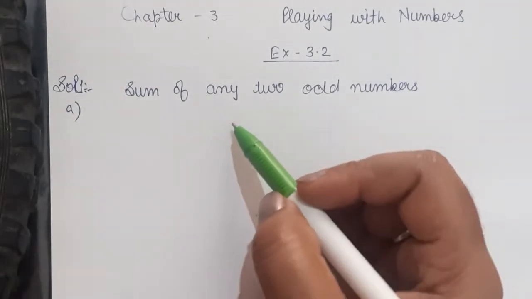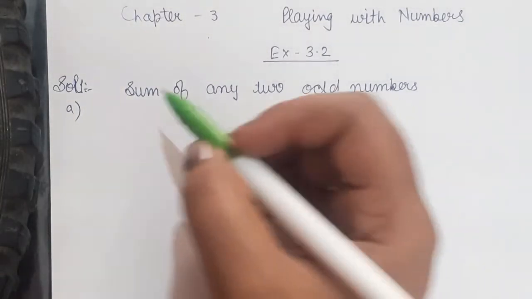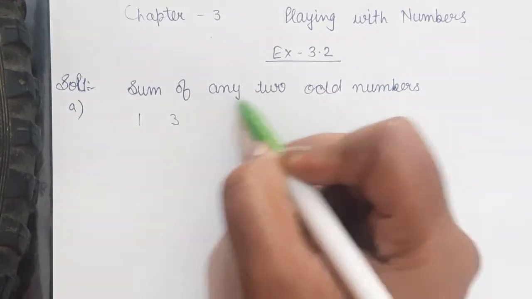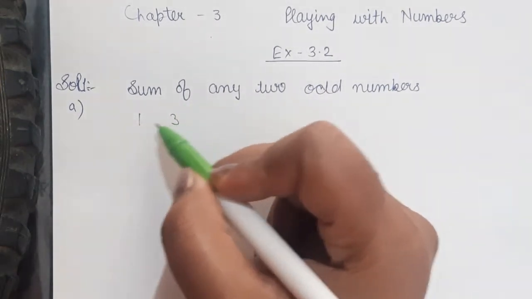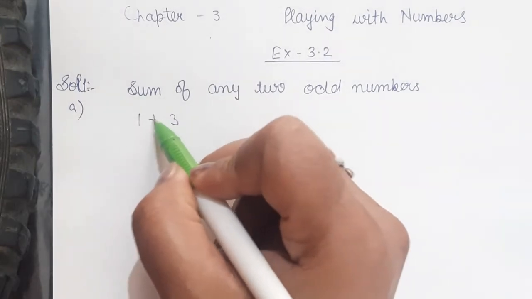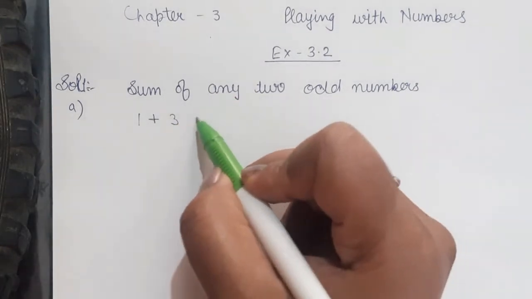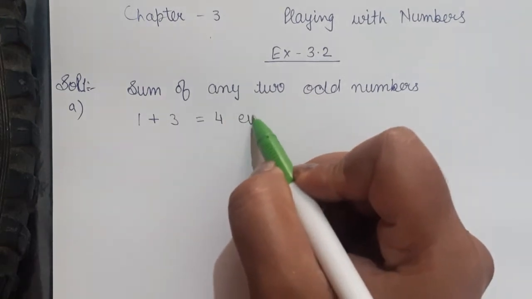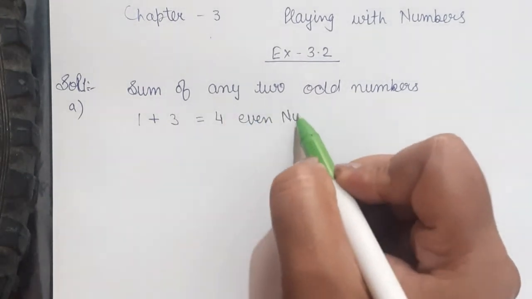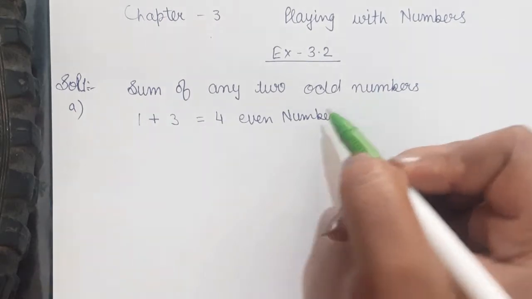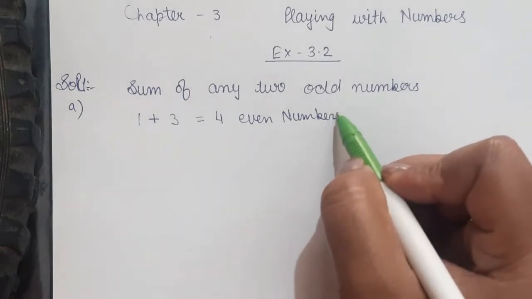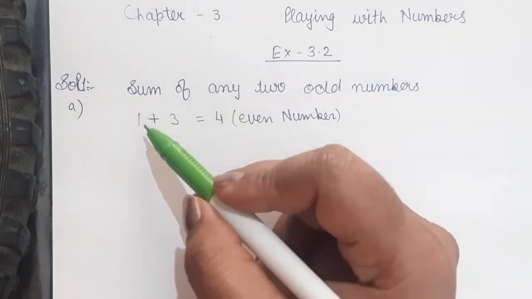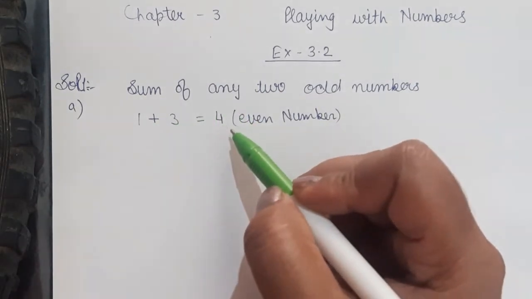I am taking two odd numbers. Suppose I am taking 1 and 3. What I have to do? I have to find out the sum of these two odd numbers. So I will put an addition sign over there, and what will I get in the result? I will get 4, and this is an even number. This is the thing the question wants to know from us. Here we are having an even number. When we are adding two odd numbers, we will get an even number.